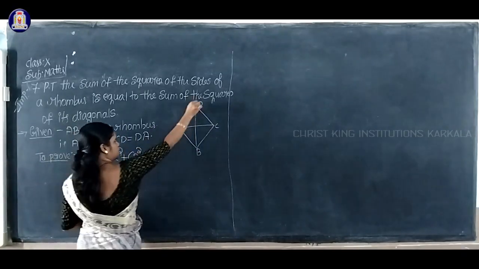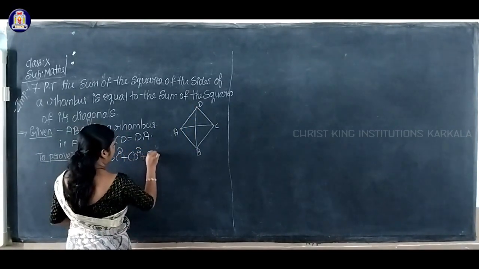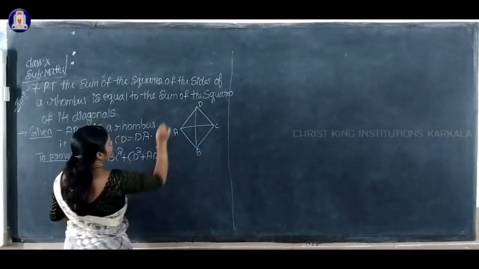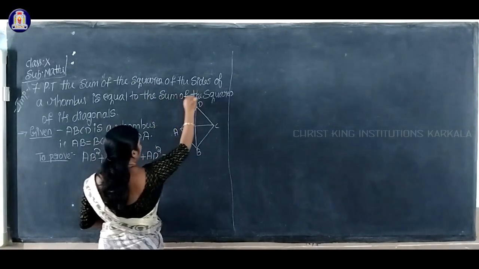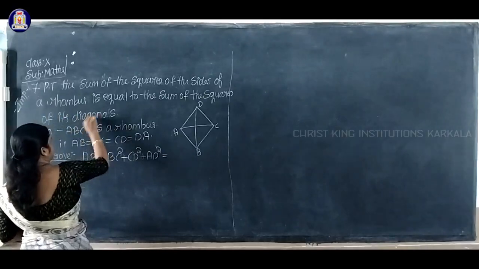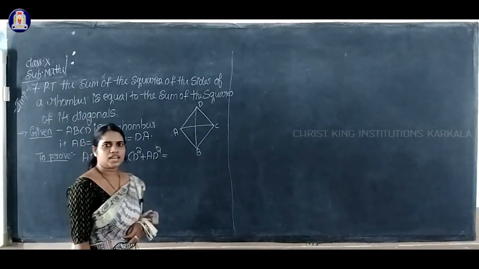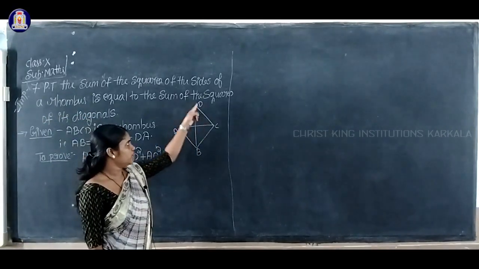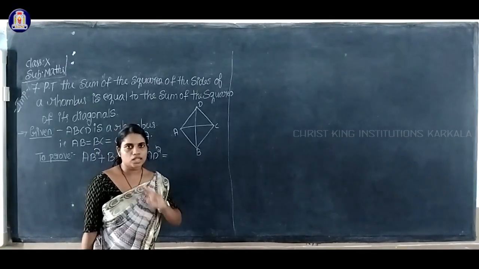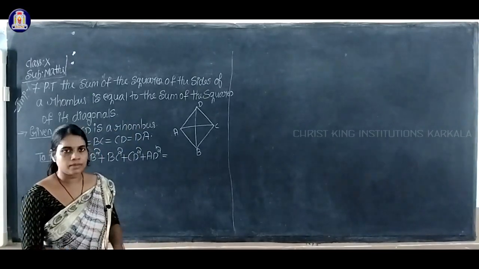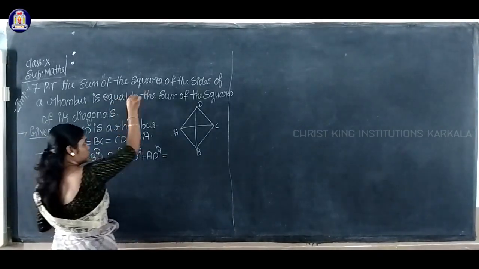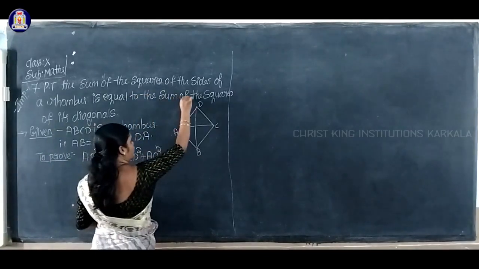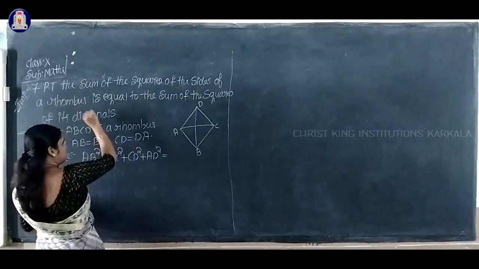CD square plus the fourth side is AD square, equal to the sum of the squares of its diagonals. Which are the diagonals here? Can you observe AC and BD? These are the two diagonals of this rhombus. So according to this question, it is equal to the sum of the squares of the diagonals.